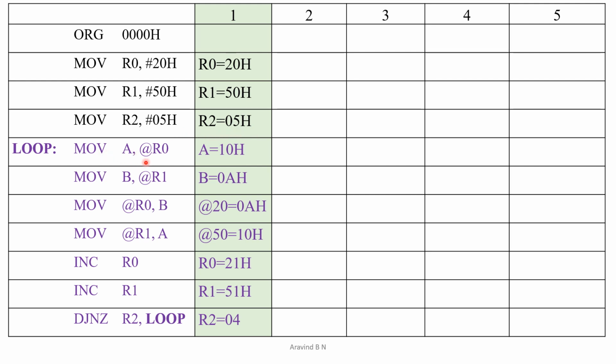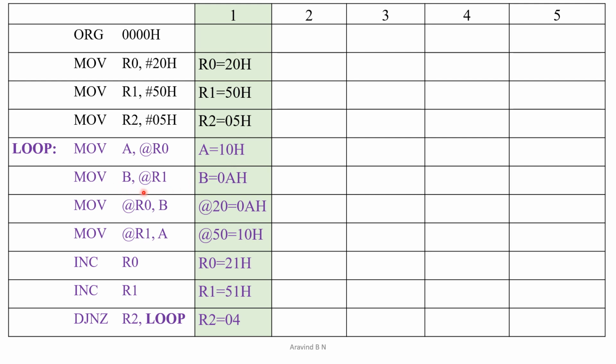Then MOV A, @R0. Now the value present in the memory location pointed by the R0 will be moved to the A, that is the memory location 20H. So in that memory location the value available is 10H. Therefore accumulator is loaded with the value 10H.